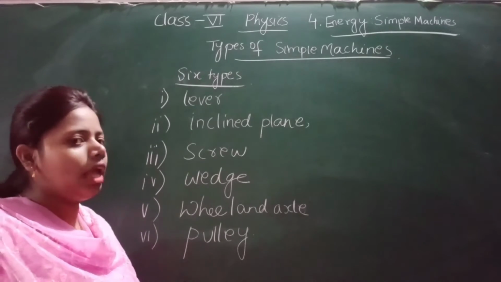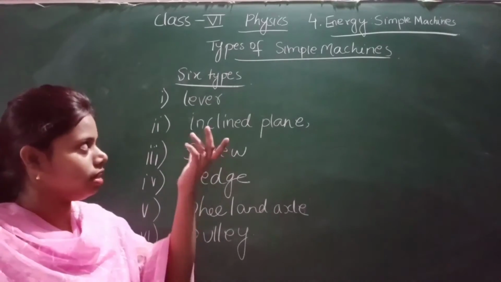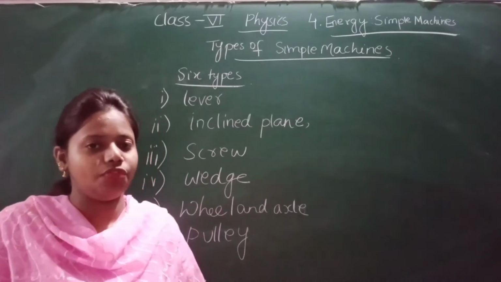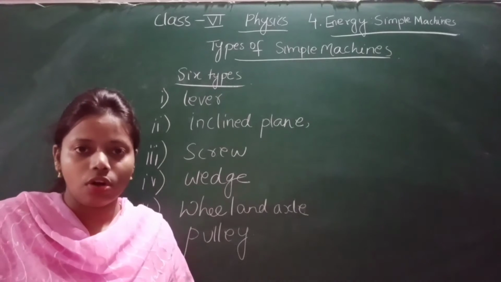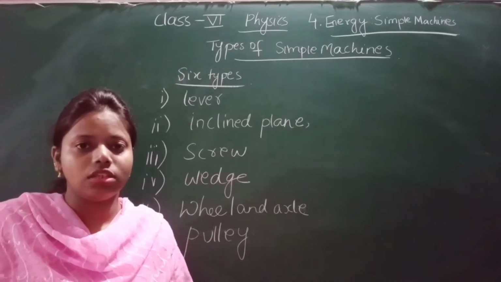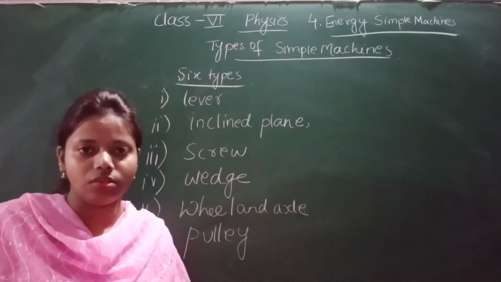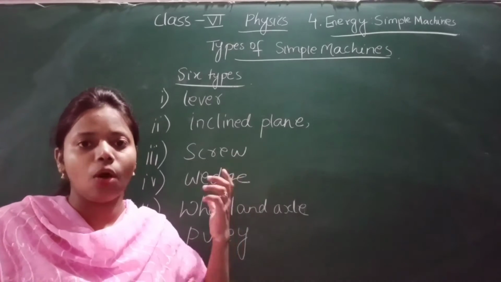As you know, in the interactive class I have started chapter number 4, Energy and Simple Machines. I have taught you a few topics about work. Work is said to be done when you apply a force and the body suffers a displacement, and there is a movement; the object moves.